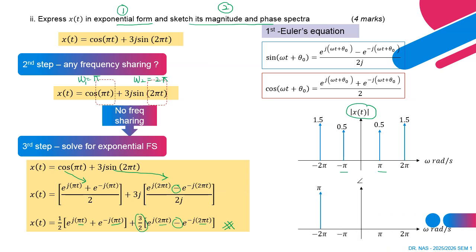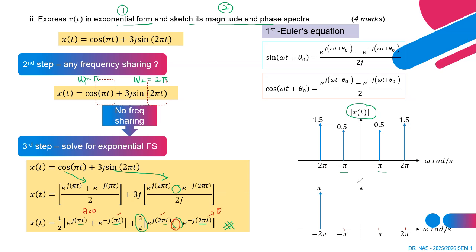So this is the magnitude. Although here is negative, here is the modulus, so you have all positive amplitude. Okay, next the phase. So you need to check each component. The first one is at positive pi, so the phase theta is 0. There's no theta, so it is 0. Same goes to negative pi and also 2 pi. So all zeros here. And the last one, there's no phase here, but you have a negative sign.